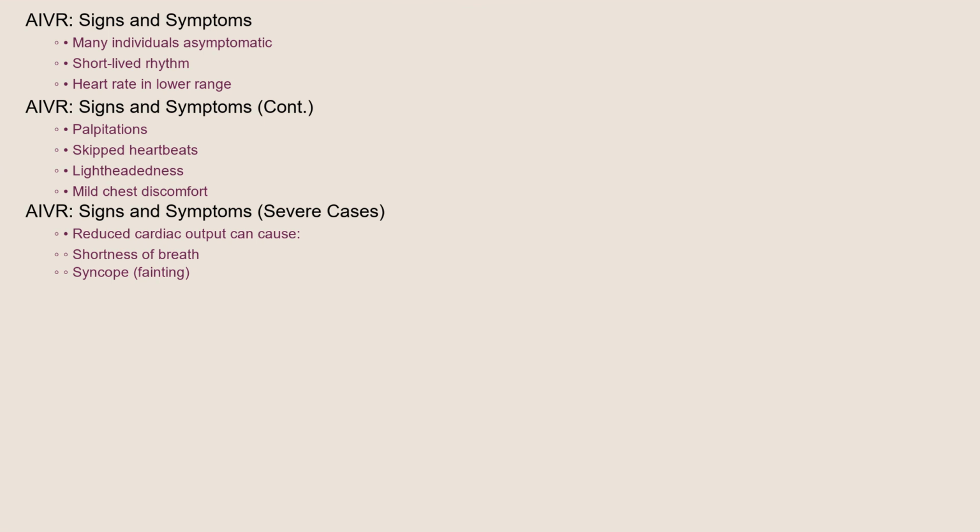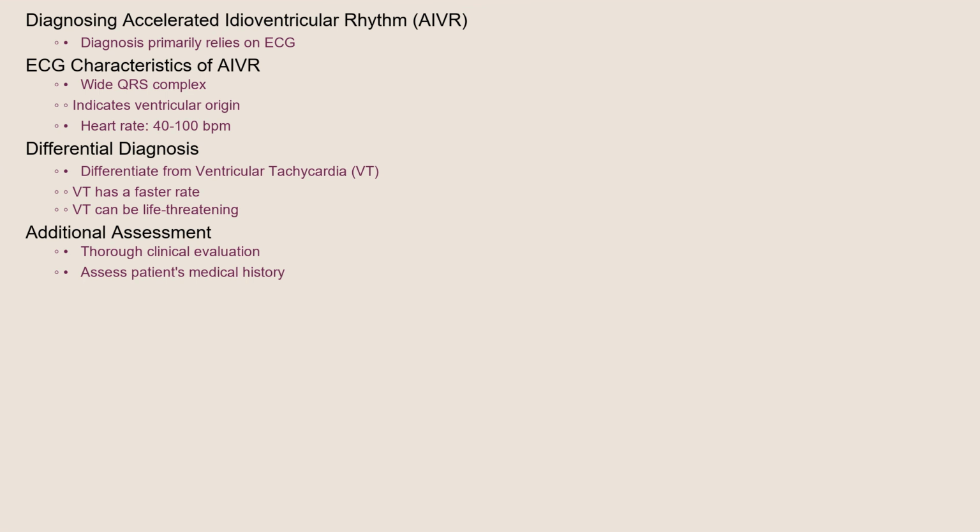The signs and symptoms of AIVR can vary. Many individuals with AIVR are asymptomatic, especially if the rhythm is short-lived and the heart rate is within the lower end of the range. However, some people may experience palpitations, a feeling of skipped heartbeats, lightheadedness, or even mild chest discomfort. In more severe cases, if cardiac output is significantly reduced, symptoms like shortness of breath or even syncope, or fainting, can occur.